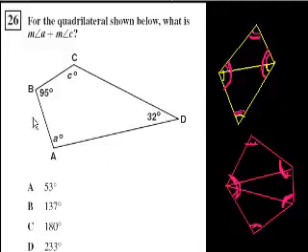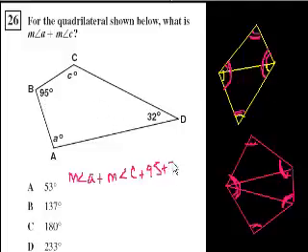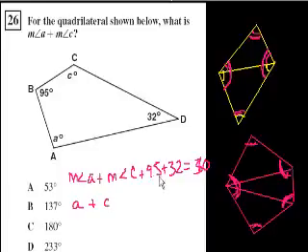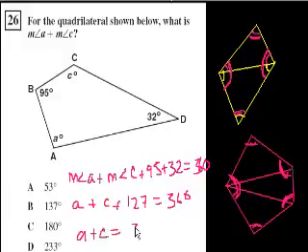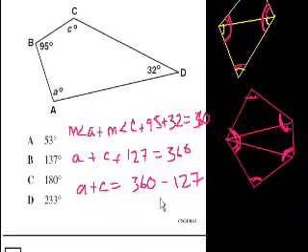A quadrilateral, the sum of the angles is going to be 360 degrees. So if we say the measure of angle A plus the measure of angle C plus these two angles, so that's 95 plus, let me write it down, plus 95 plus 32, it's going to be equal to 360. So I'll just write A plus C, just quick notation. Let's see. 95 plus 32 is 127, plus 127 is equal to 360. A plus C is equal to 360 minus 127. And what is that? That is 233. Right, and that's the choice.